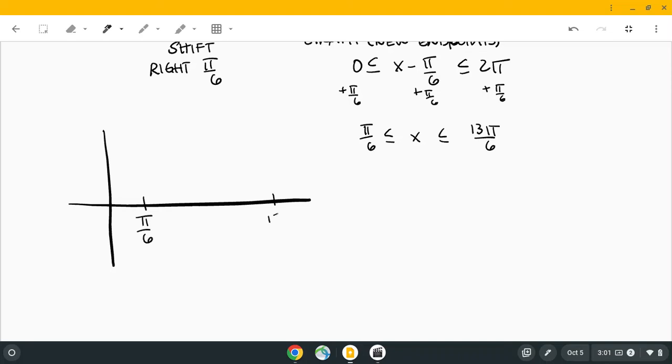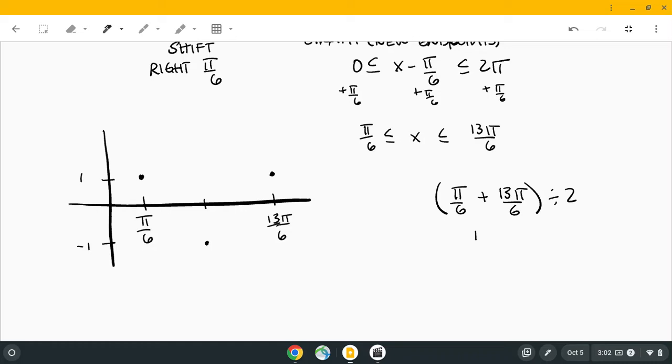Pi over 6, 13 pi over 6. Okay? And we know we get 1 here and 1 here. And halfway in between, we get -1. Okay, what is halfway in between? So we learned how to find halfway between by doing the average. So let's do the average. We add up the numbers and we divide by 2.